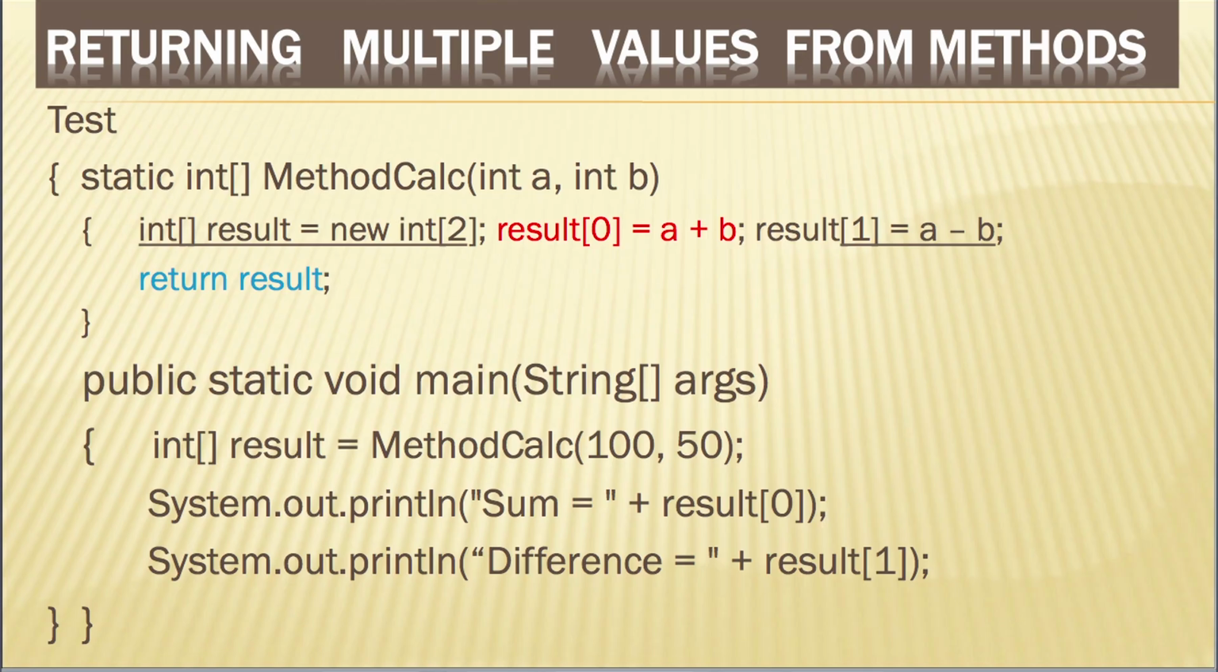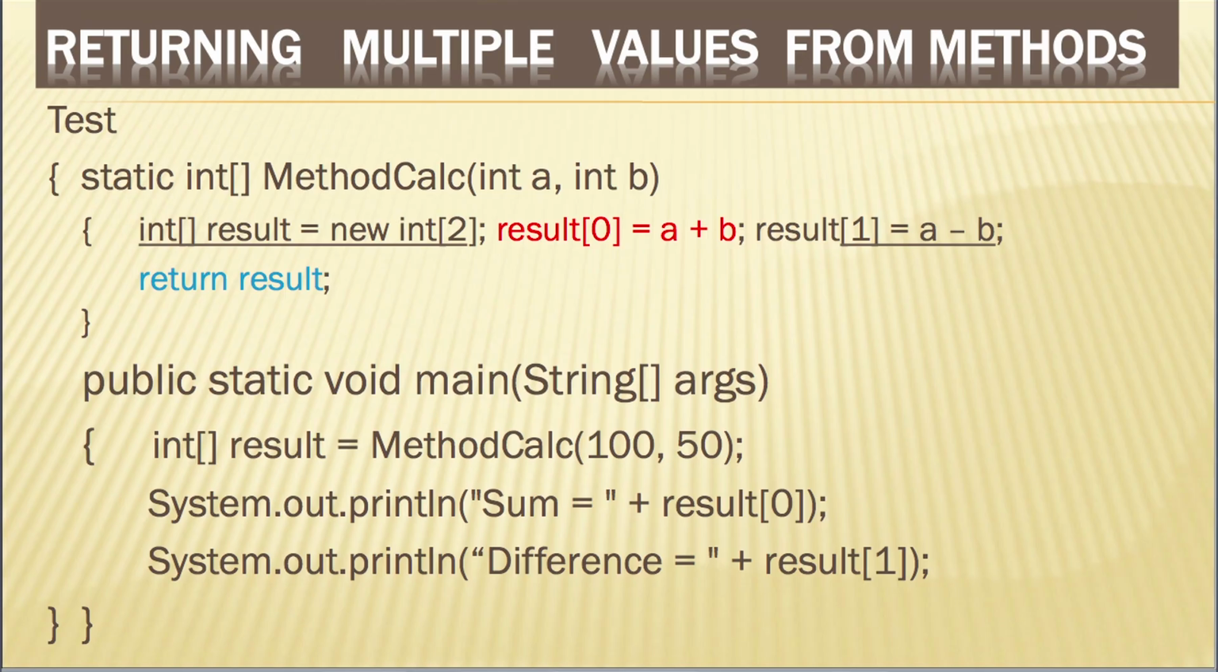So now coming to this public static void main, where in the first statement we are passing 100 comma 10, and in the second line you can see system.out.println sum equals to, this is a string plus result 0. So the 0 position of the result will be displayed here. The 0 position of the result means the sum of a and b. So it will display the sum of a and b, meaning 150, it should return 150.